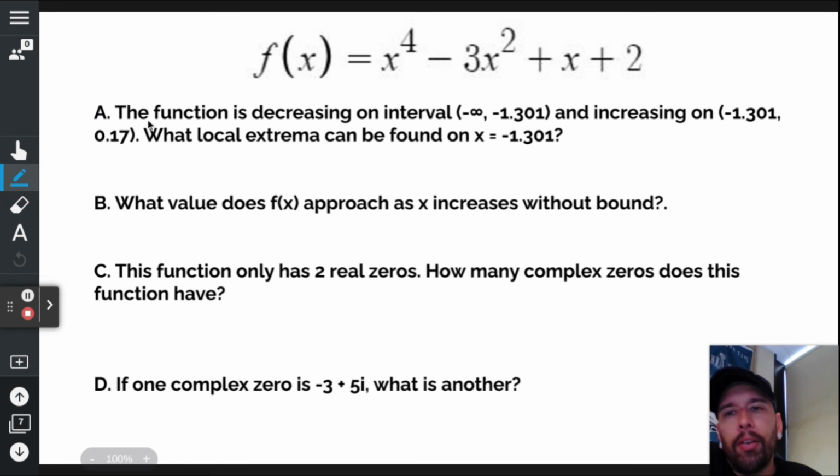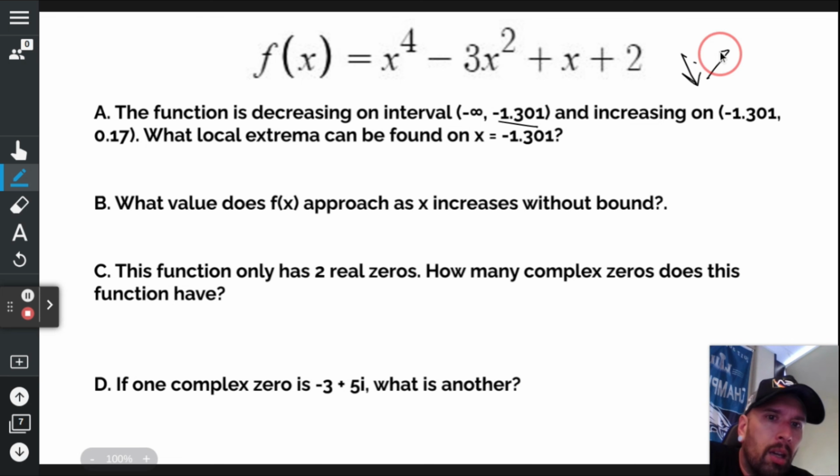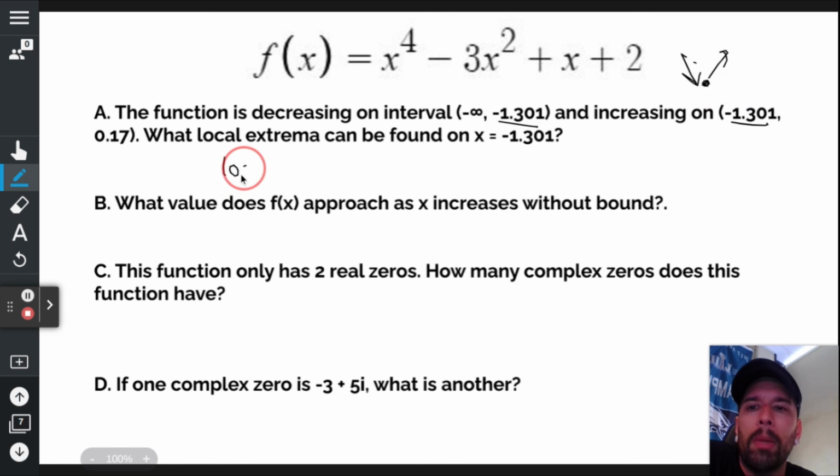All right, the function is decreasing on interval -infinity to -3.01 and increasing on -1.301 to 0.17. So, okay, the function is decreasing, so negative slope, not concave down, and increasing at this moment right here. What local extrema can be found at that moment? Well, if it goes from decreasing to increasing, then that is a local minimum.